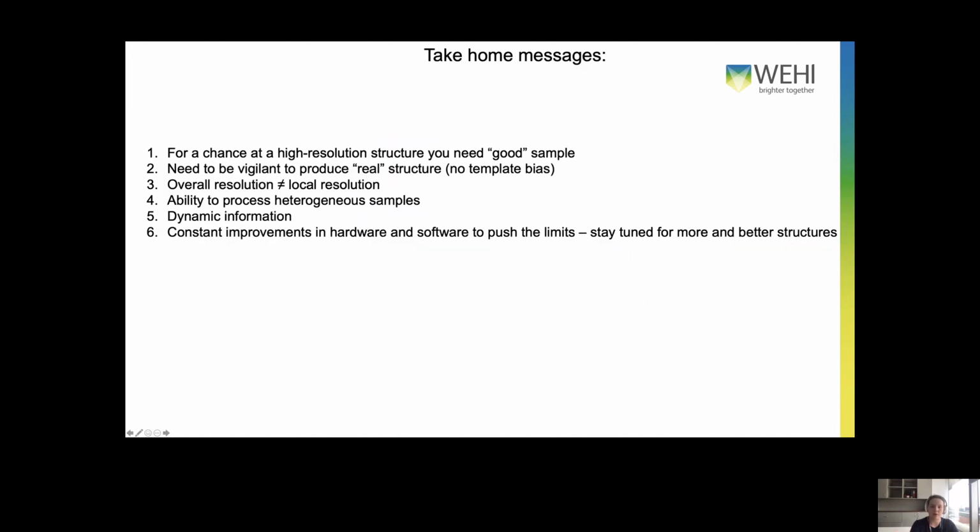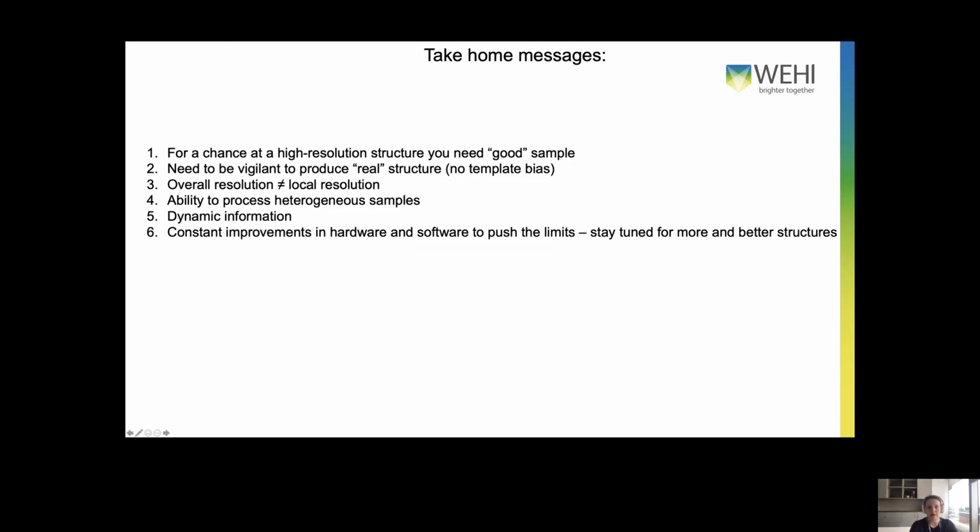So the take-home messages from today's talk are that, first of all, for a chance at a high resolution structure, you need a good sample. You need to be vigilant to produce a real structure and make sure that you do not introduce template bias at any step of the processing. The overall resolution of the structure is not necessarily the same as local resolution. So even though your overall resolution is high, there are some areas of interest that can be fairly low.